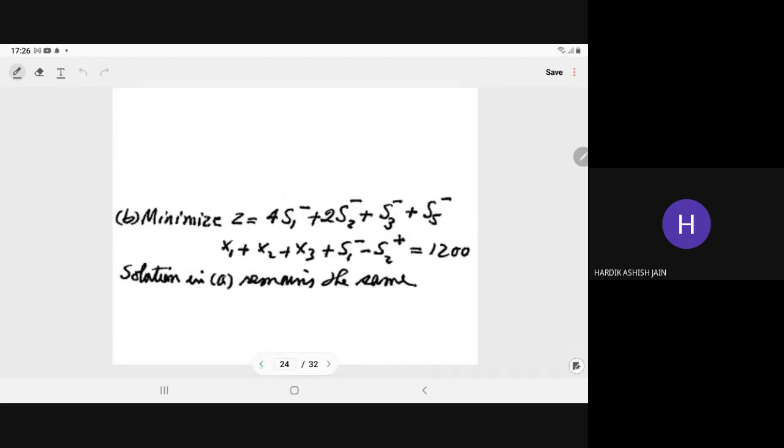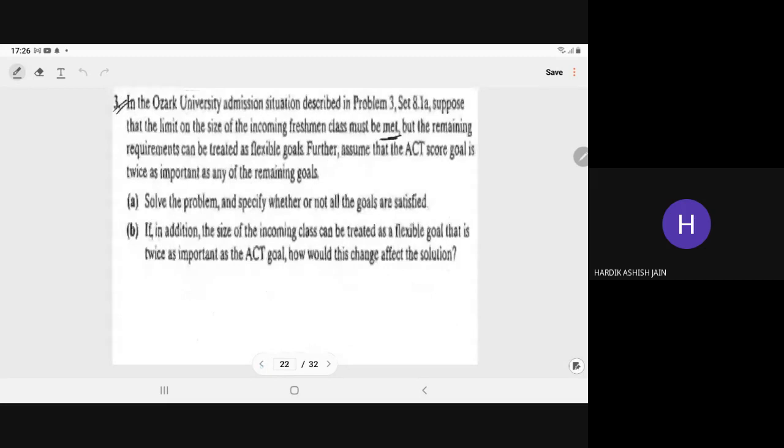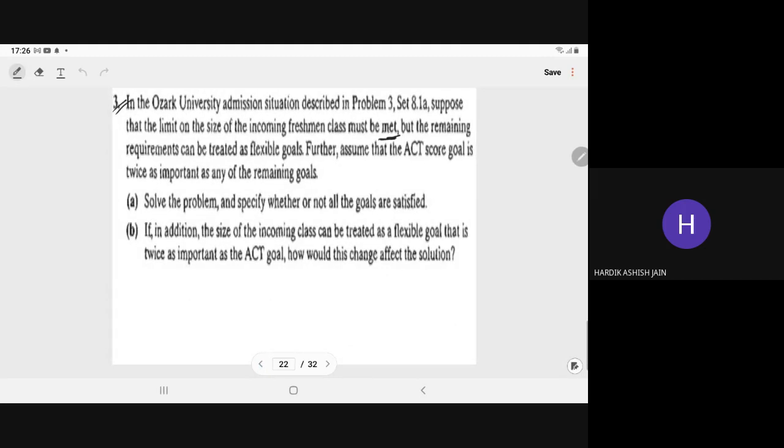Now, solve the problem and specify whether or not all goals are satisfied, that you have done. Then, if in addition the size of the incoming class can be treated as a flexible goal. Now they are saying that instead of the constraint, that is the goal, and that is twice as important as the ACT goal. Whatever the importance of the ACT, for the number of students there must be twice the importance. So it will become 4 S1 minus, twice of this one, twice of this one.